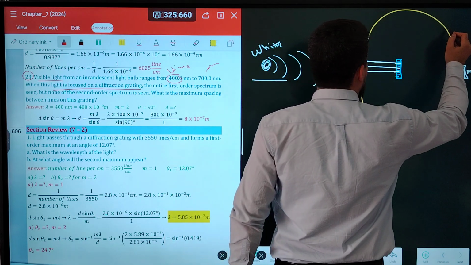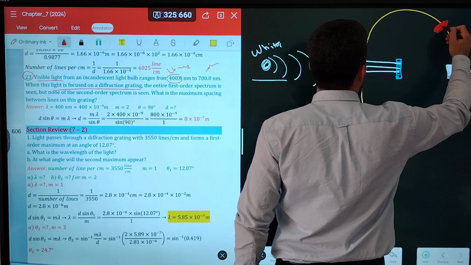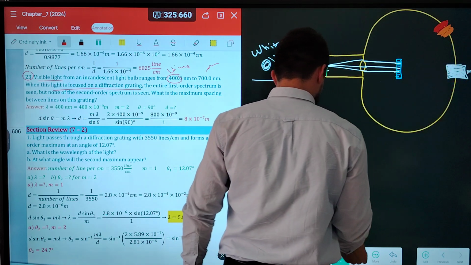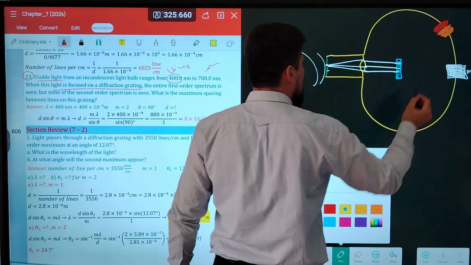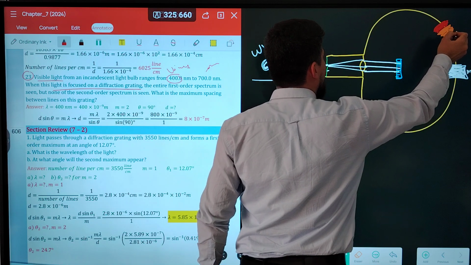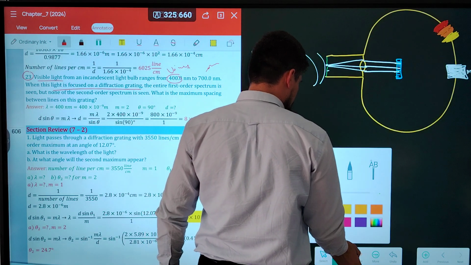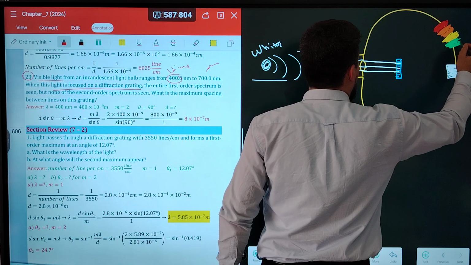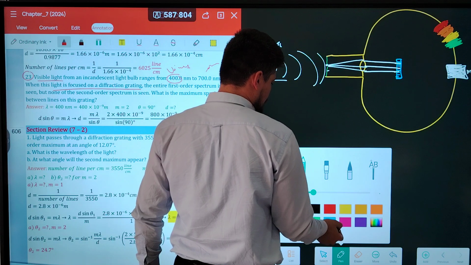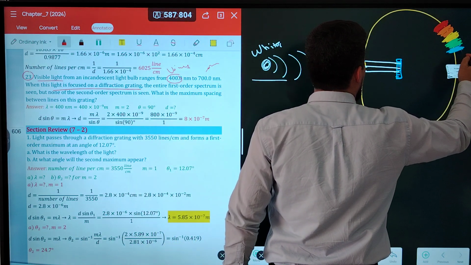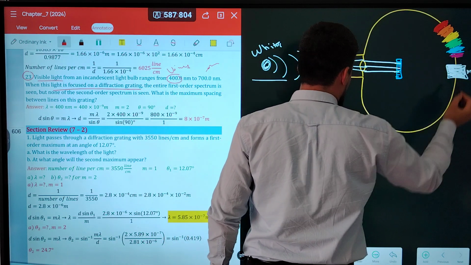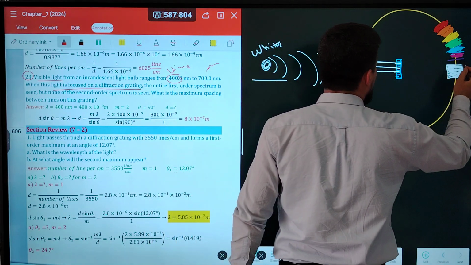from red, and this one is red, ROYGBIV. After red, orange. This is M1, guys. After orange, we have yellow, green, blue, indigo. Assume that this is indigo, but actually this is not indigo. And violet. The last one is violet.